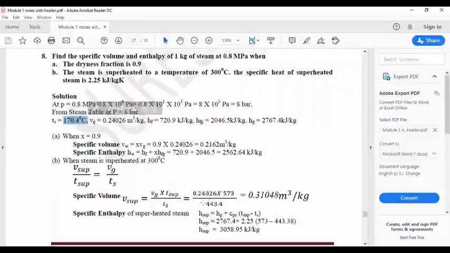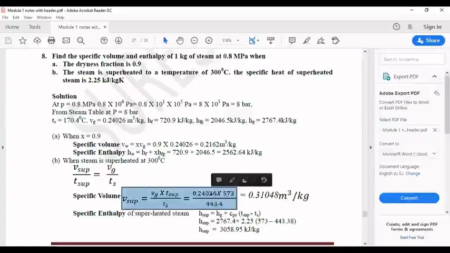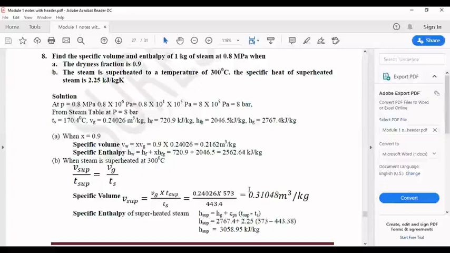But as I mentioned, you always have to keep it in Kelvin. Whenever you are substituting the temperature, you keep it in Kelvin. So the temperature of superheat, they have given as 300 degrees Celsius, but if you convert to Kelvin, it is 573. You just have to add 273 and you get 573. Vg you have got from the steam table again. That value you directly substitute. That way you get the specific volume of superheated steam as this. That's all.